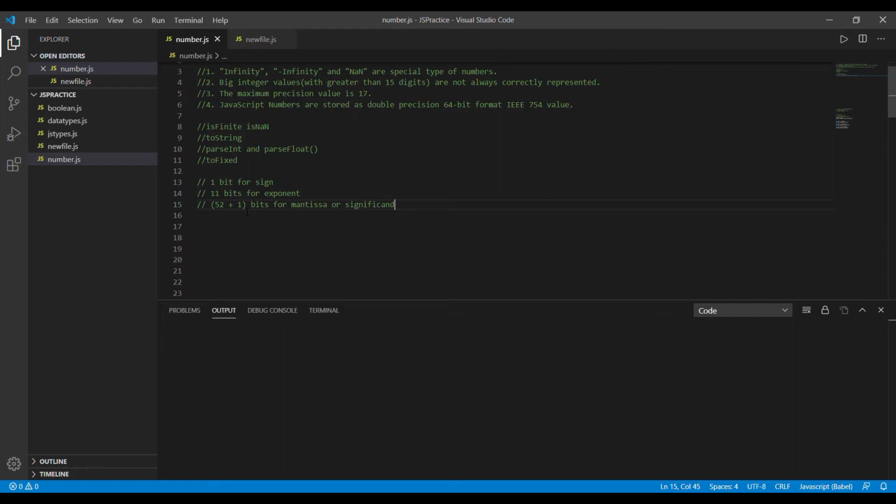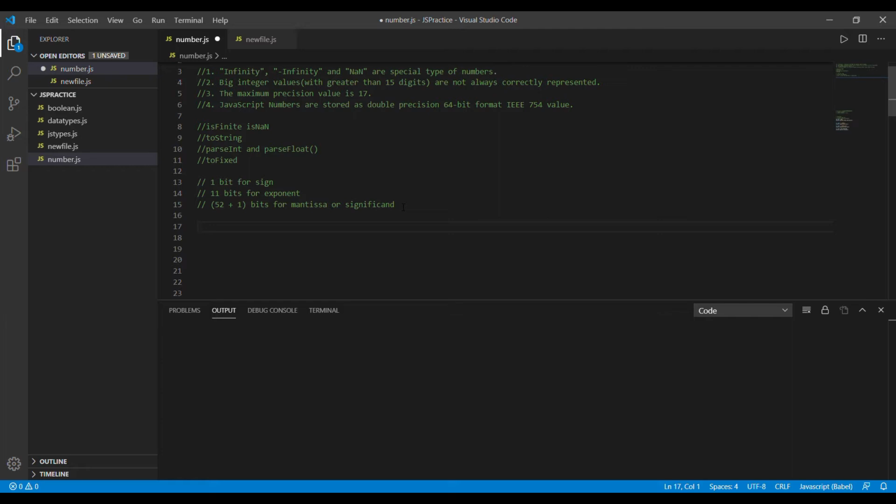We will talk more about it in detail in the next session when we discuss this format, and we'll go through an example. We'll try to convert a number to its 64-bit format, the IEEE 754 value. Then it will make more sense to you. So for now, you can just assume that in actuality we use 53 bits for the mantissa or the significand.